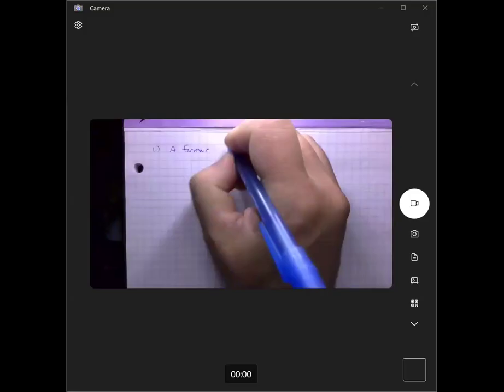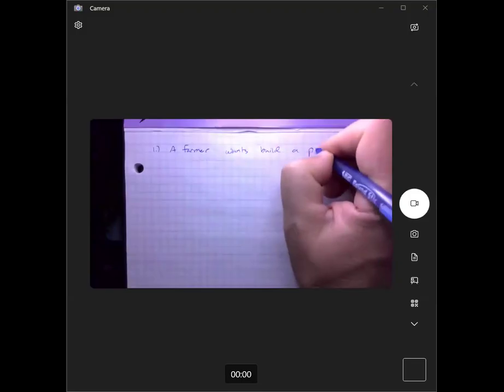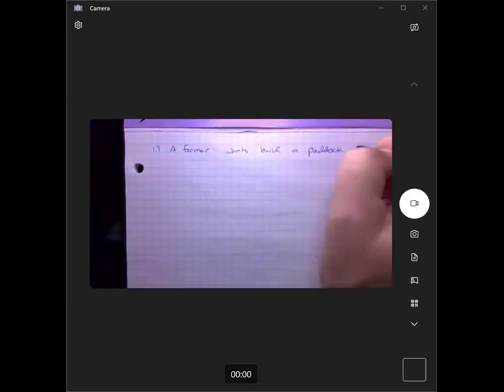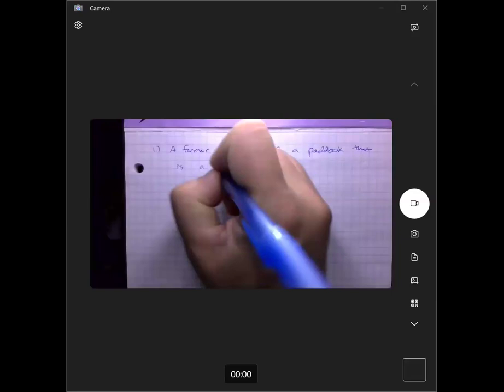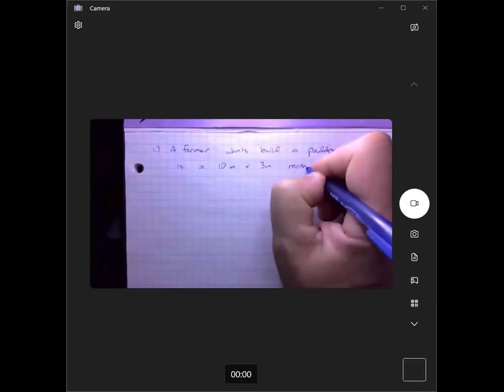word questions. Now, word questions are a challenge for me to write out because that's a lot of writing, but I can do a couple here and there. So let's see, a farmer wants to build a paddock. That's an enclosure for usually horses, sometimes other animals, that is a 10-meter by 3-meter rectangle.